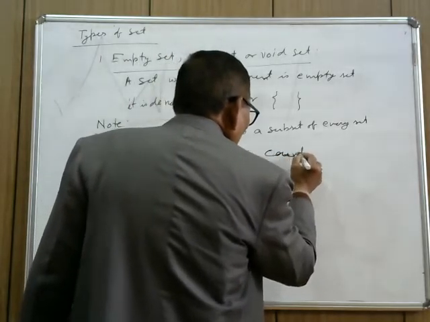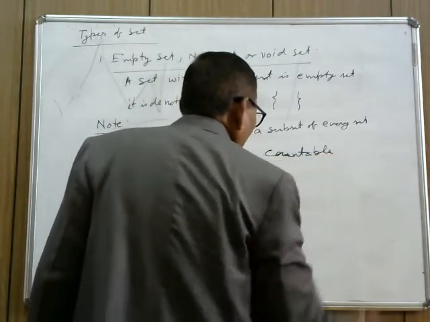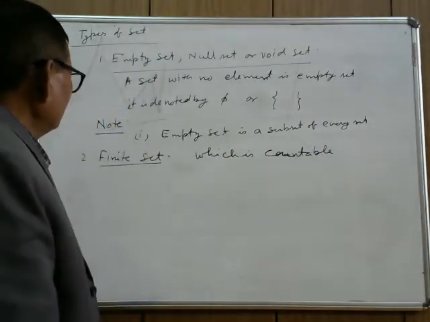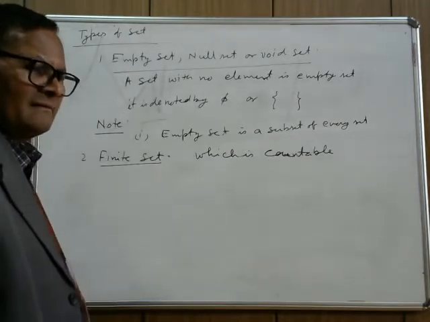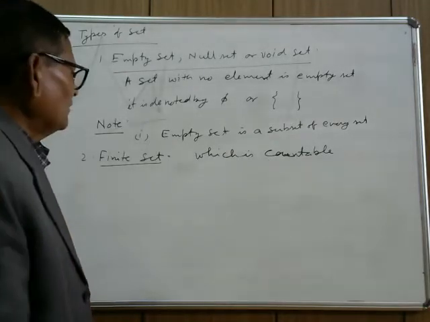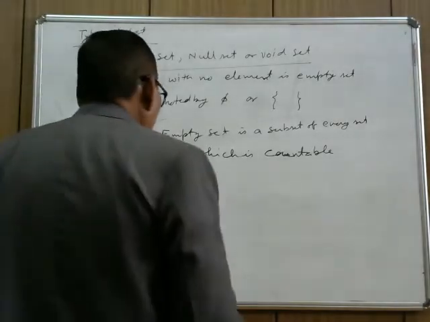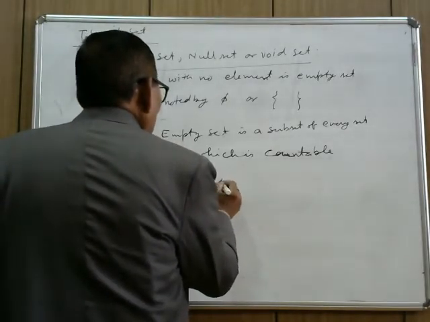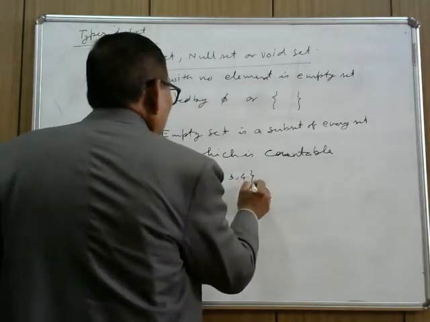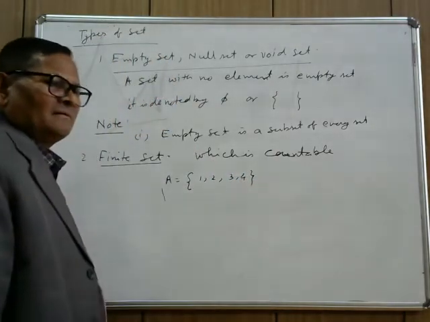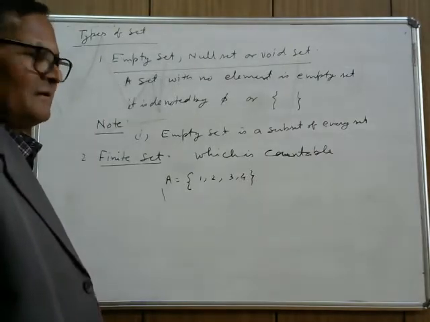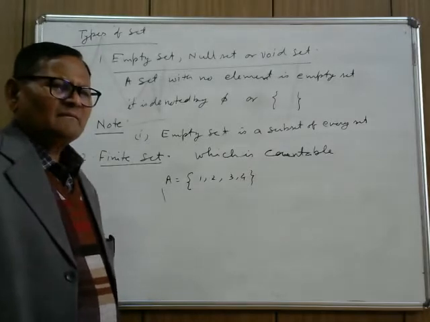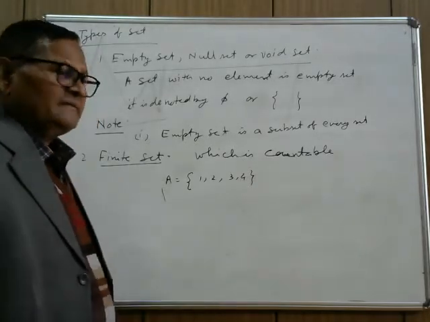A set whose elements are countable, which can be counted on our fingers, is a finite set. The set of natural numbers less than 5 is a finite set. It has 4 elements. You can count it easily. So that is the concept of a finite set.